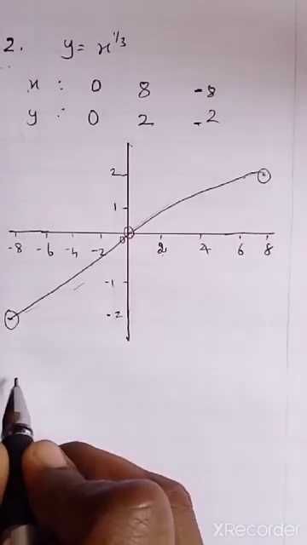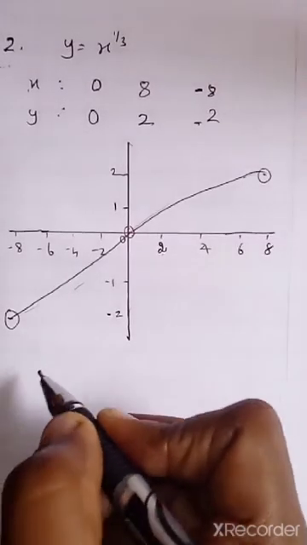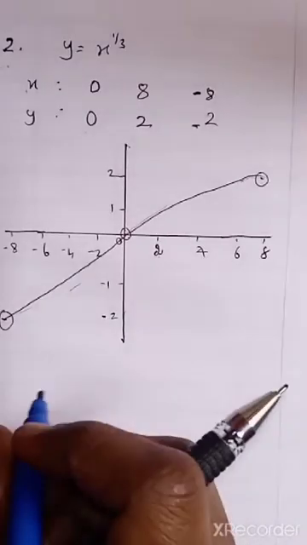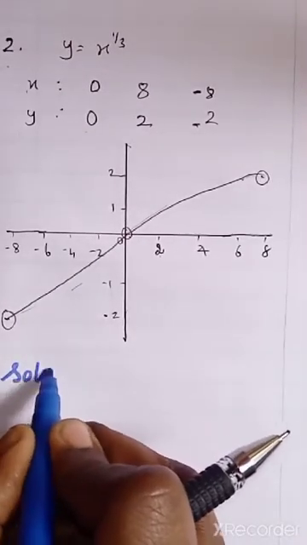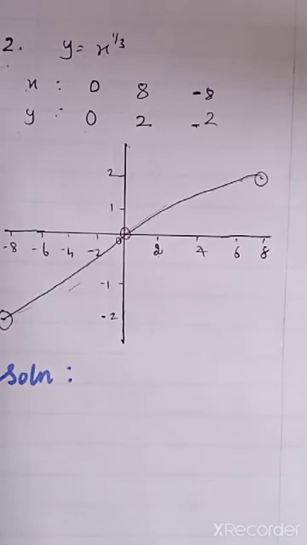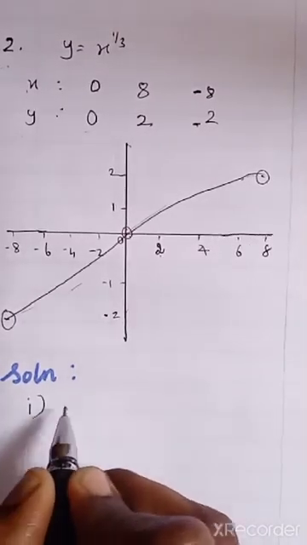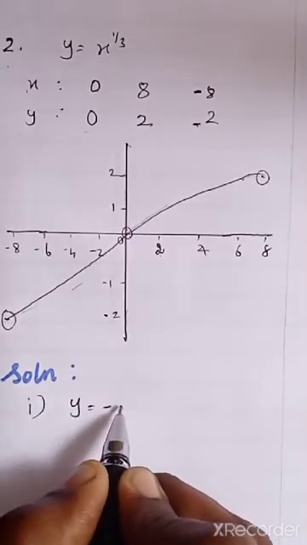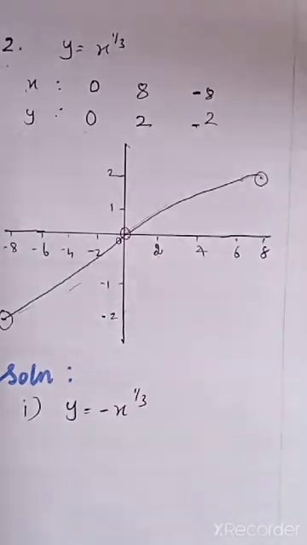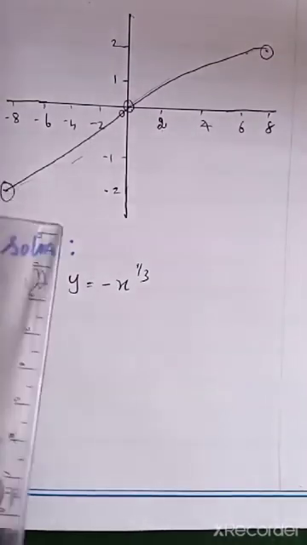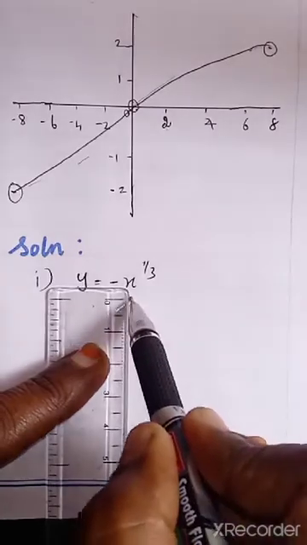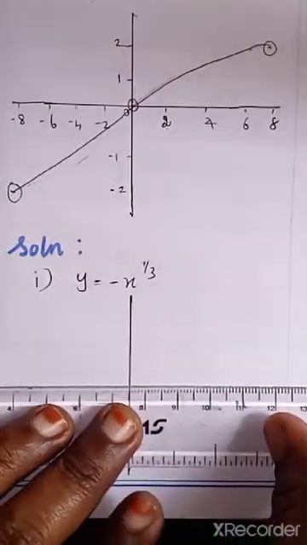Now your first subdivision. What is the first subdivision? It is given in your book: y equals minus x power 1 by 3. So minus x power 1 by 3, we have to show. This is a reflection. Minus means reflection. Correct?